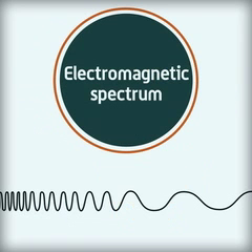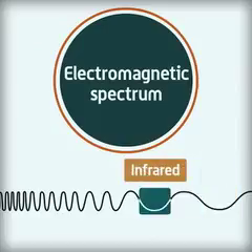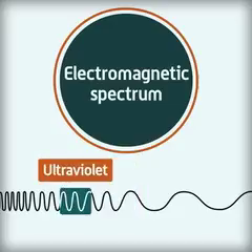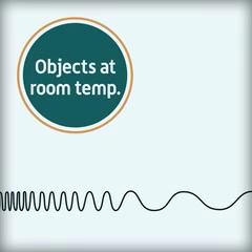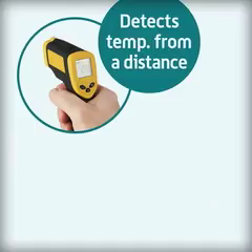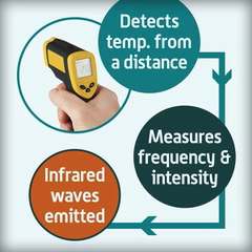In order of increasing energy, the electromagnetic spectrum ranges from radio waves through microwaves, infrared radiation, visible light, ultraviolet light, and X-rays to gamma rays. Objects at room temperature emit mainly in the infrared part of the spectrum. It's possible to buy an infrared thermometer that can detect the temperature of an object from a distance by measuring the frequency and intensity of the infrared waves emitted by the object.